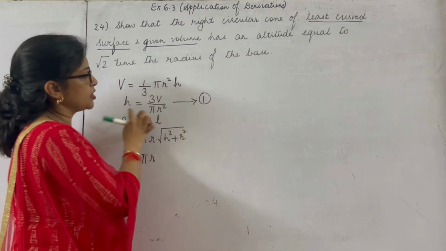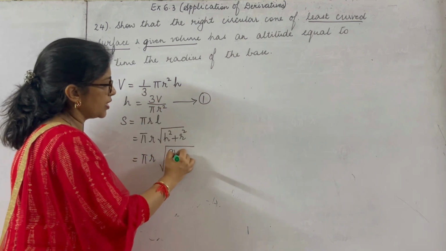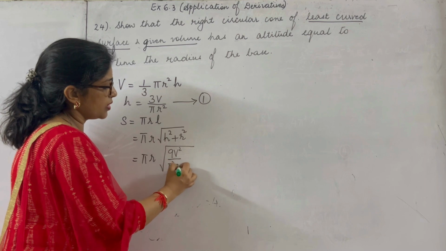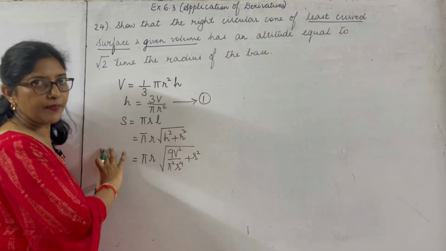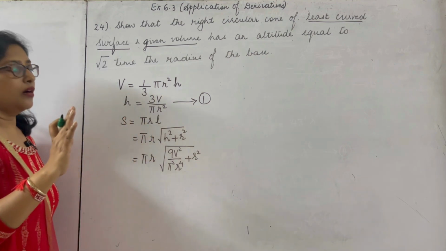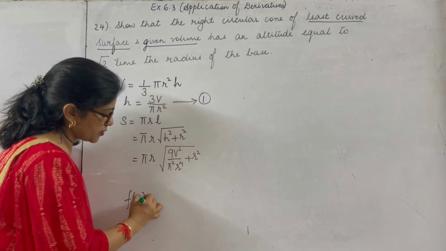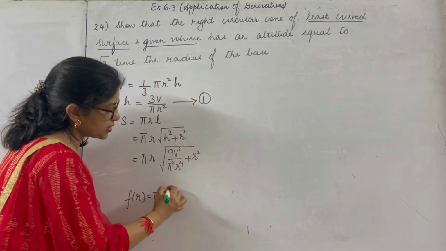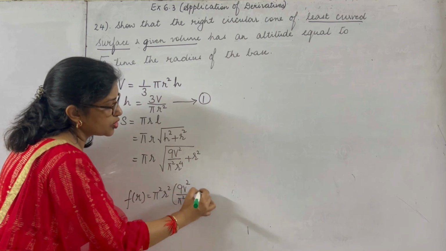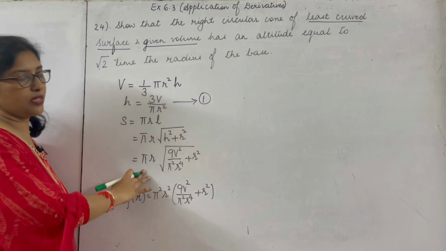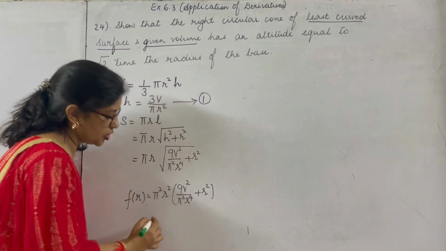So, we will be substituting H is 3V upon pi r square. So, squaring here, we have 9V square pi square r raised to 4 plus r square. So, this is our CSA. You can take this as your function or you can take the square of this, because whatever critical points we get with the square will be the same which you get with this function, and solving the square is easier. So I am going to square this and take this as a function.